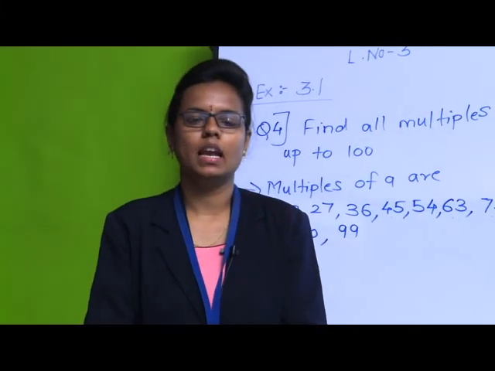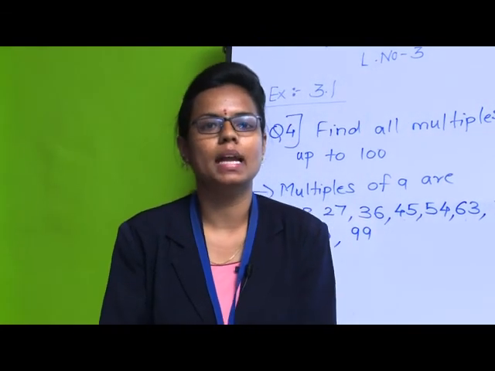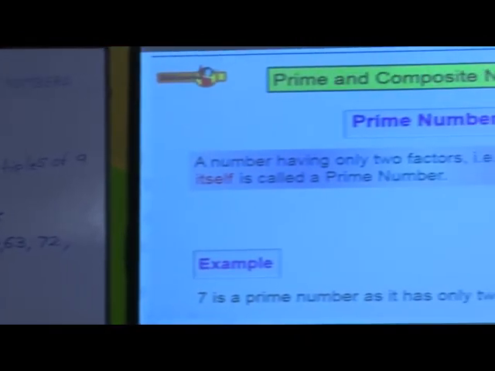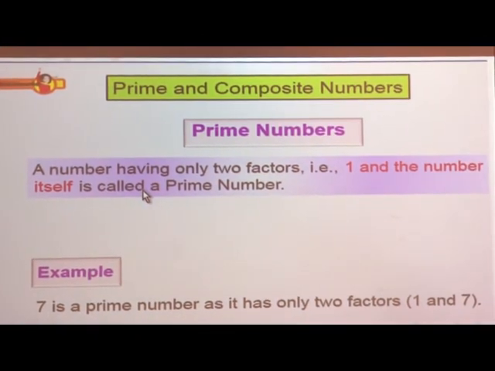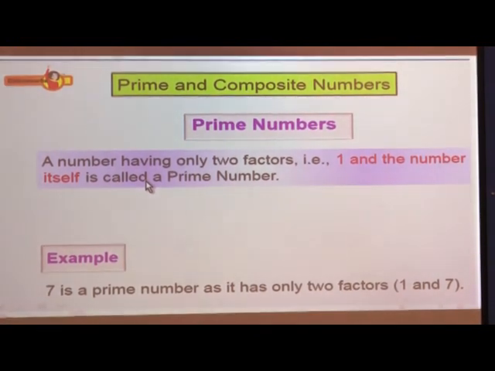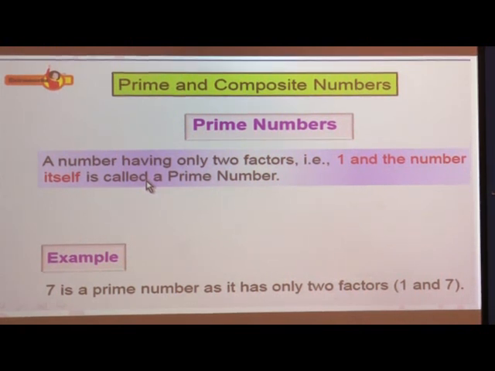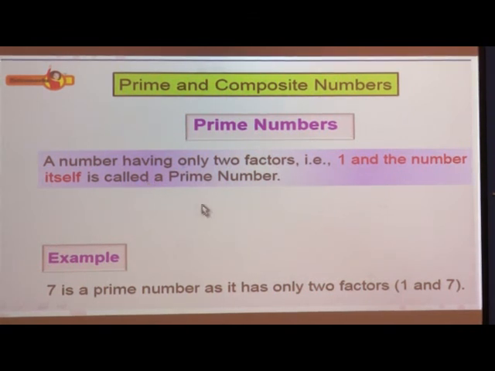Now, we are going to see about the new concept, that is prime and composite numbers. Let us see first about the prime numbers. A number having only two factors, that is 1 and the number itself. For every prime number there are only two factors. The first is 1 and the number itself.